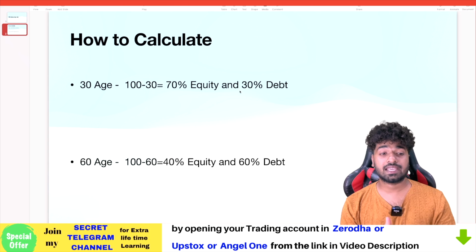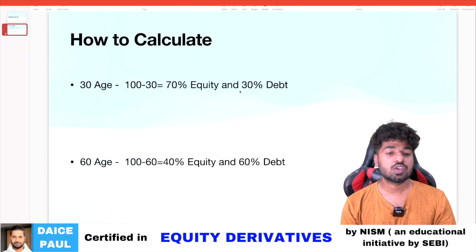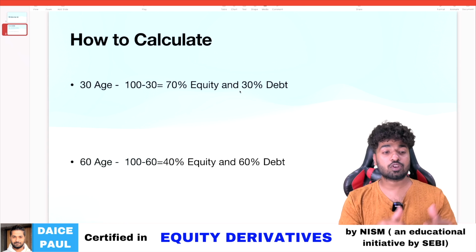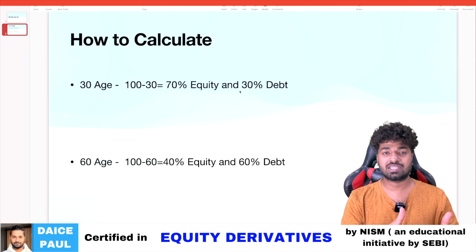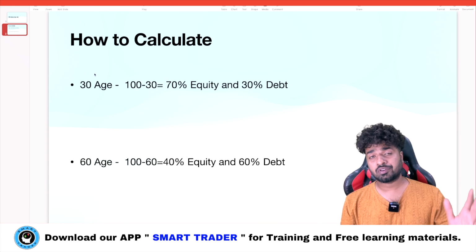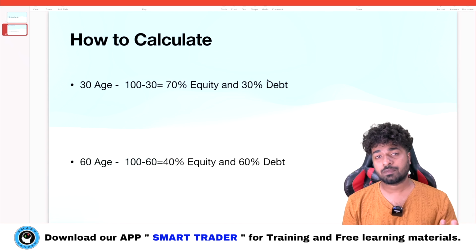But a person who's in the age of, let's say 60, he cannot take that risk because he doesn't have enough time and energy to work and make more money. So 60% is kept in debt and 40% in equity. Now when you're 70, then again it goes like 70% in debt and the rest in equity. Let's say you are earning in your 20s and you want to invest, then you can invest 80% of it in equity and 20% in debt.